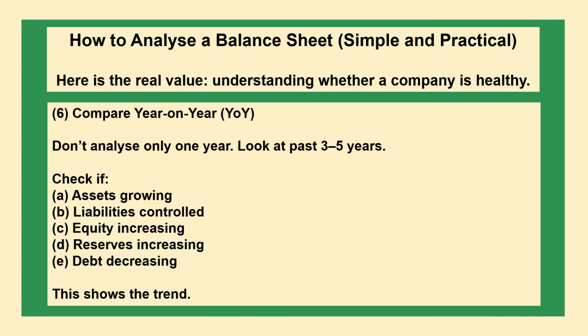Number 6. Compare year on year. Don't analyze only 1 year. Look at least past 3 to 5 years. Check if assets growing, liabilities controlled, equity increase, reserves increasing, debt decreasing. This shows the trend.